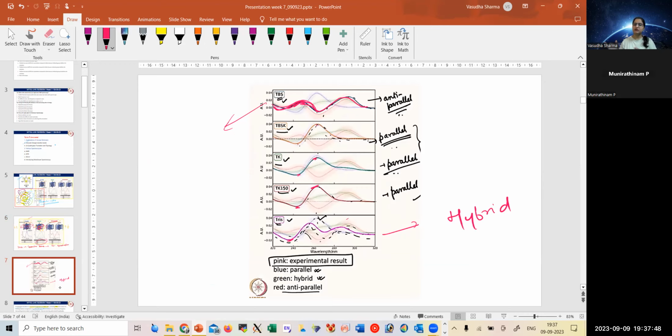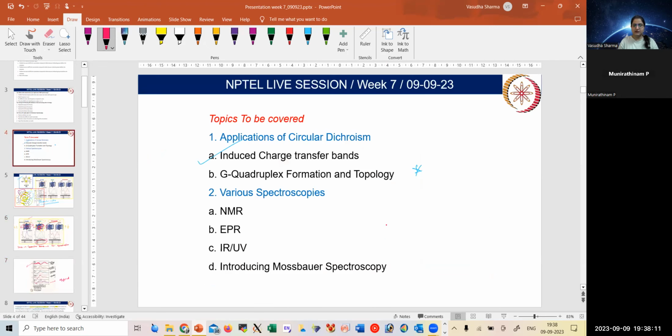This is a similar case as we saw in the alpha helix, beta sheet, and random coil. In alpha helix, you saw one would be above, two would be negative. Beta sheet, you saw one positive, one negative. The random coil, you saw it starts from the negative and has one negative, one positive. So is that clear now? Clear, ma'am. Okay, so this part is also done.